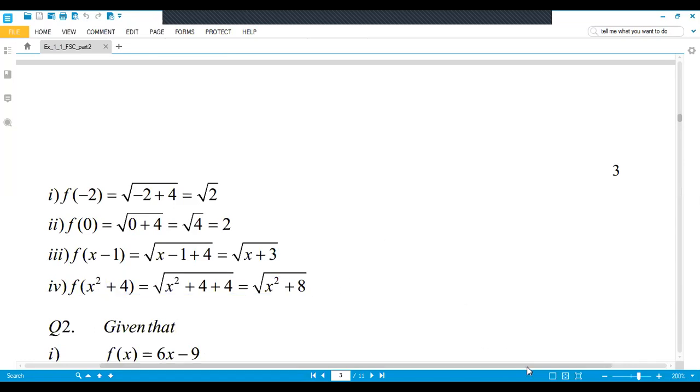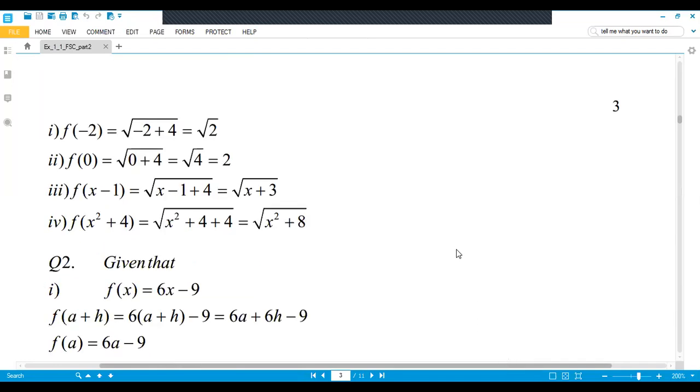So this is the first question of exercise 1.1. It has two parts, A and B, and each part has further four parts. So the same four parts you will repeat for A and for B. Now come to the second question.